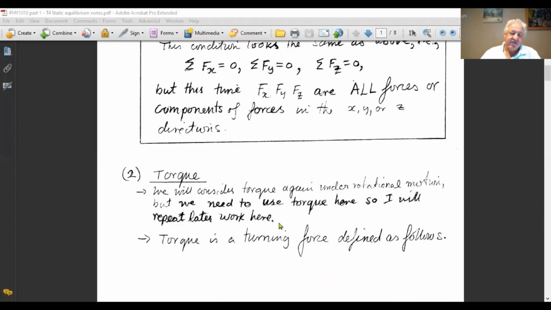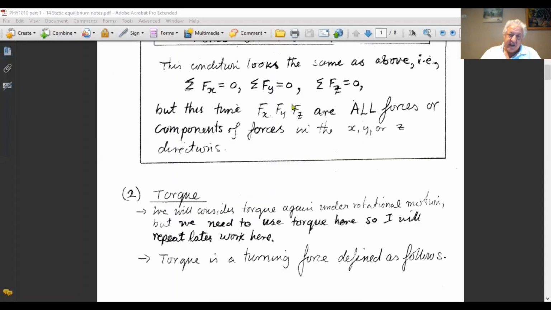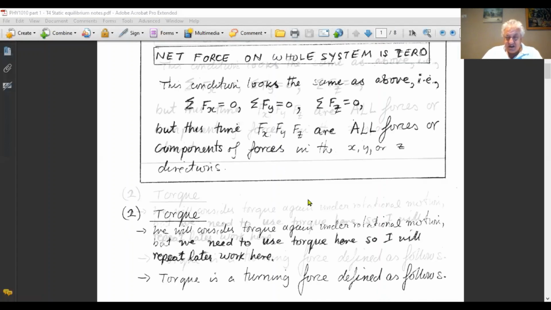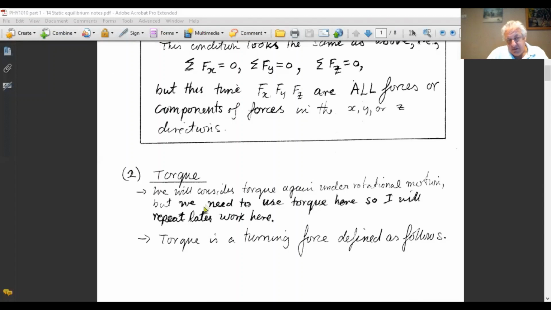The second condition requires torque, because even if these conditions are satisfied, it doesn't mean that you have equilibrium, because there are turning forces as well. And a turning force is called a torque. So before this, I need to maybe define torque for you, although I'm going to define torque again when we do rotational motion, but we need it now. So I'll end up repeating the definition, which won't hurt.